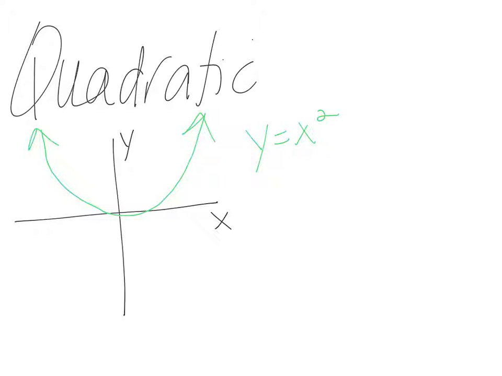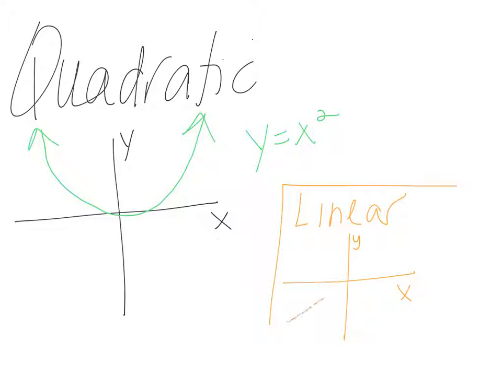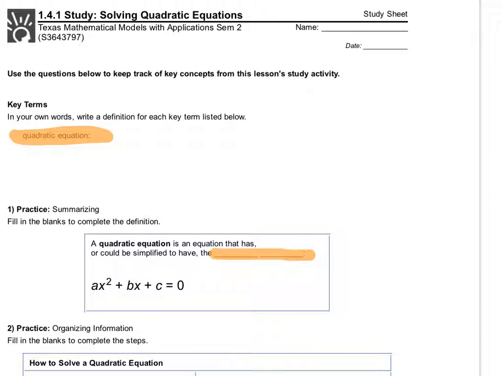One that you may be used to seeing more often is the linear equation, where you have y and x, and a parent function is this line here, where it can be shifted up or down, left or right. Same thing with a quadratic, but the equation is going to be y equals x squared. A quadratic equation is an equation that has or could be simplified to the standard form.